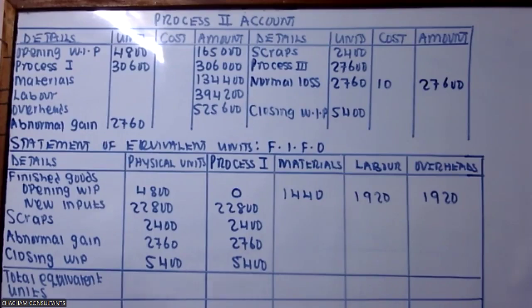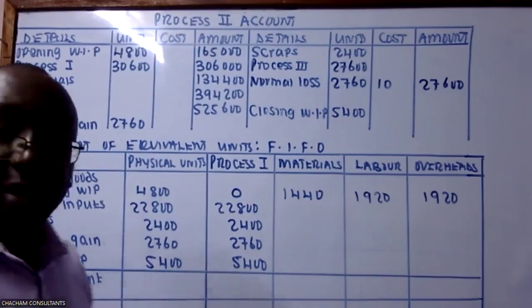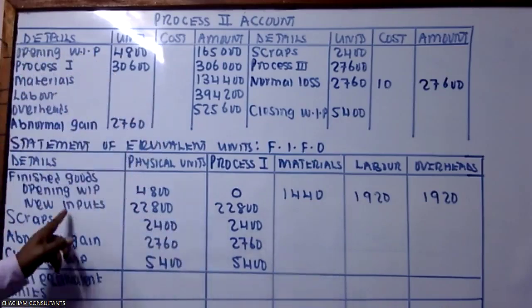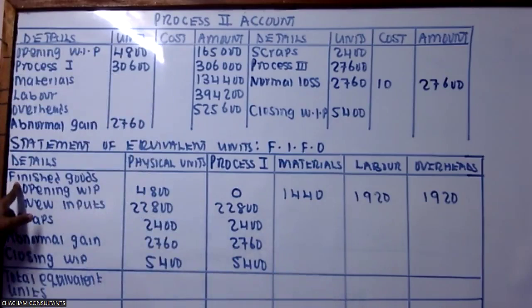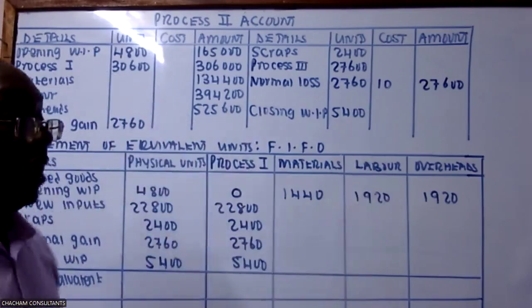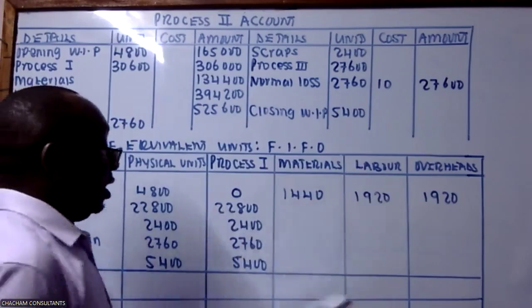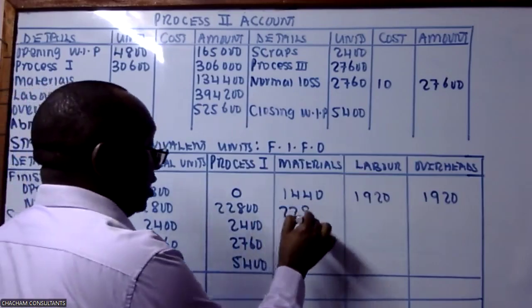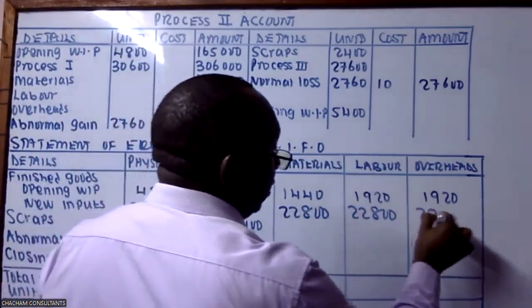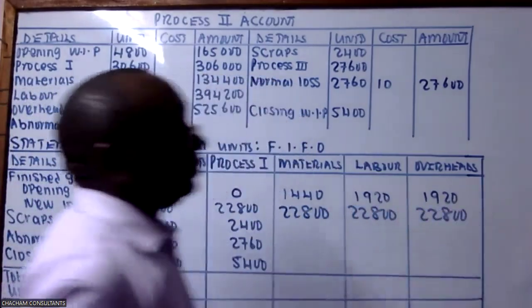Then for the new input hiyo hatujapewa their percentages. Here, it is what was started and completed. Remember, it's part of finished goods. So this one is assumed to go 100%. So 100% of this, unaiwekea 22,800. That way.